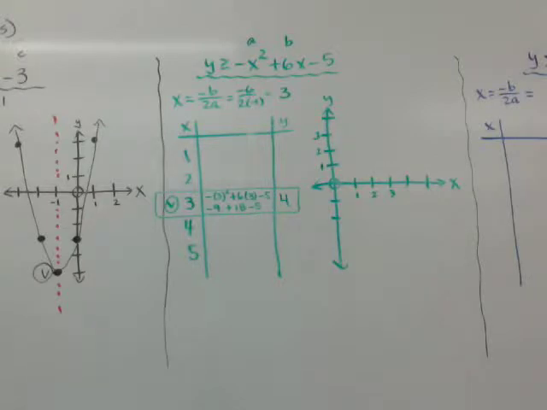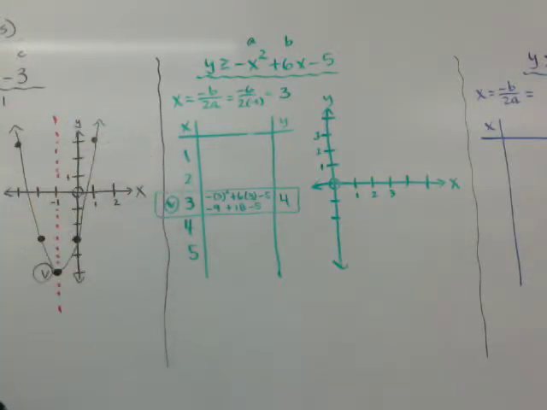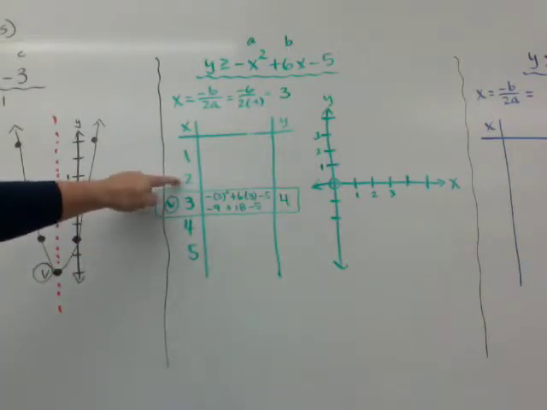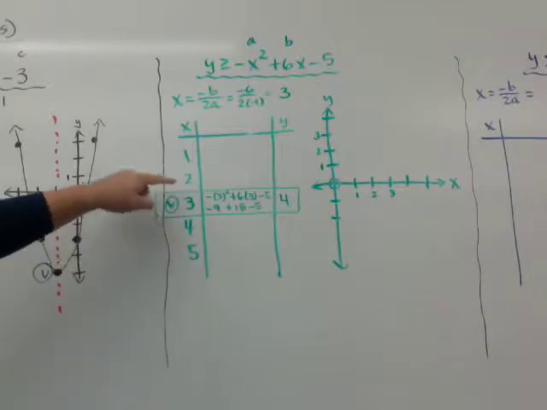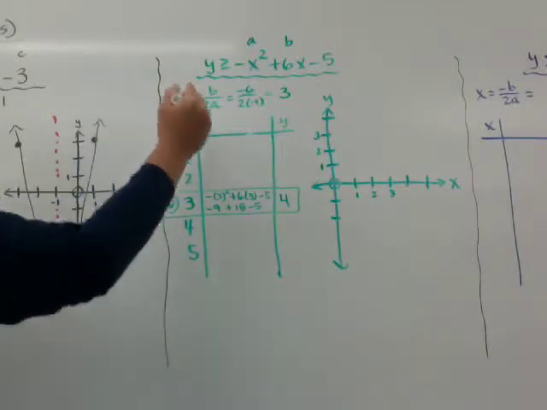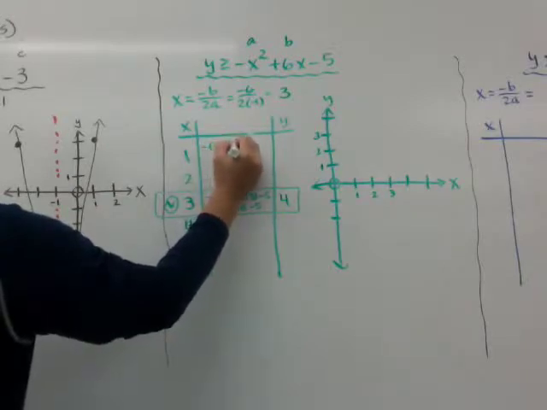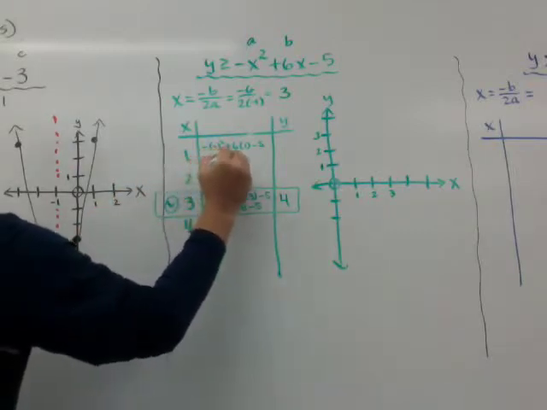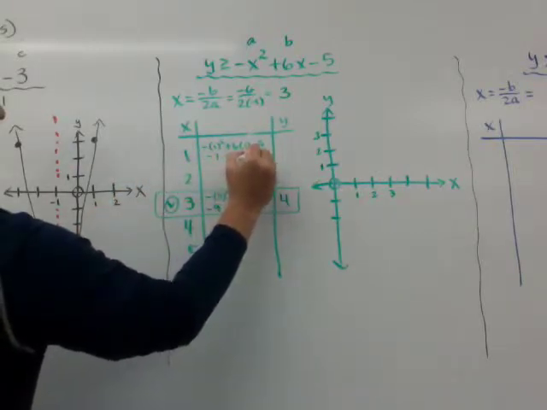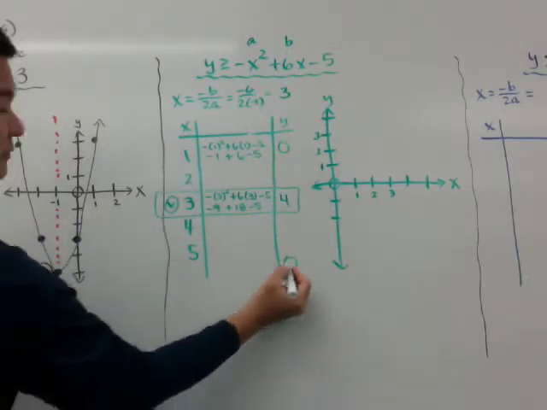Okay. Now I can use 2 or 4, but because they're not negative numbers or easy numbers, I would probably use the 1 and the 2, since they're smaller than the 4 and the 5, to solve. So if I start with the 1, negative 1 squared plus 6 times 1 minus 5, I would get negative 1 plus 6 minus 5, which is 0. And I know that this one is going to be 0.